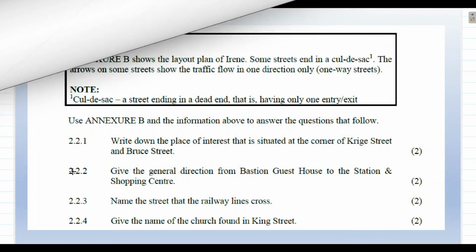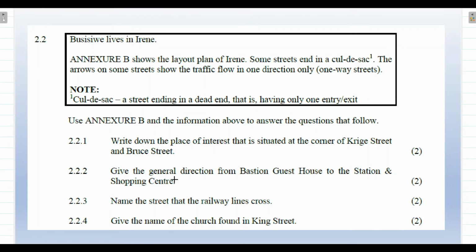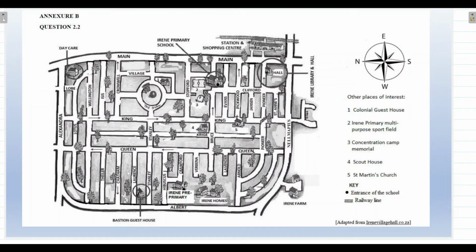All right, and question 2.2.2. Give the general direction from Bastion Guest House to the station and the shopping center. Okay, so the first thing we need to do is identify where Bastion Guest House is, and we also need to identify where the station and the shopping center is. So from the map, we can see that Bastion Guest House is at the bottom of our map, and we can also see that the station and the shopping center is right here at the top, right?